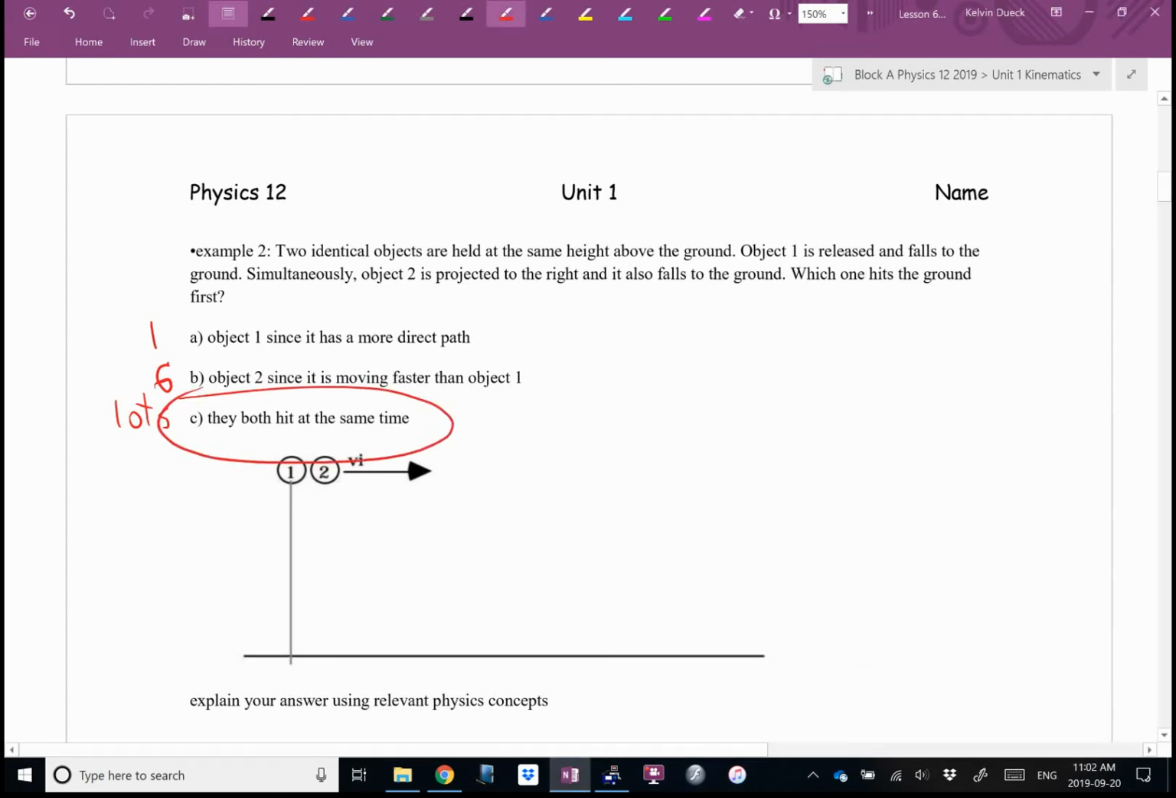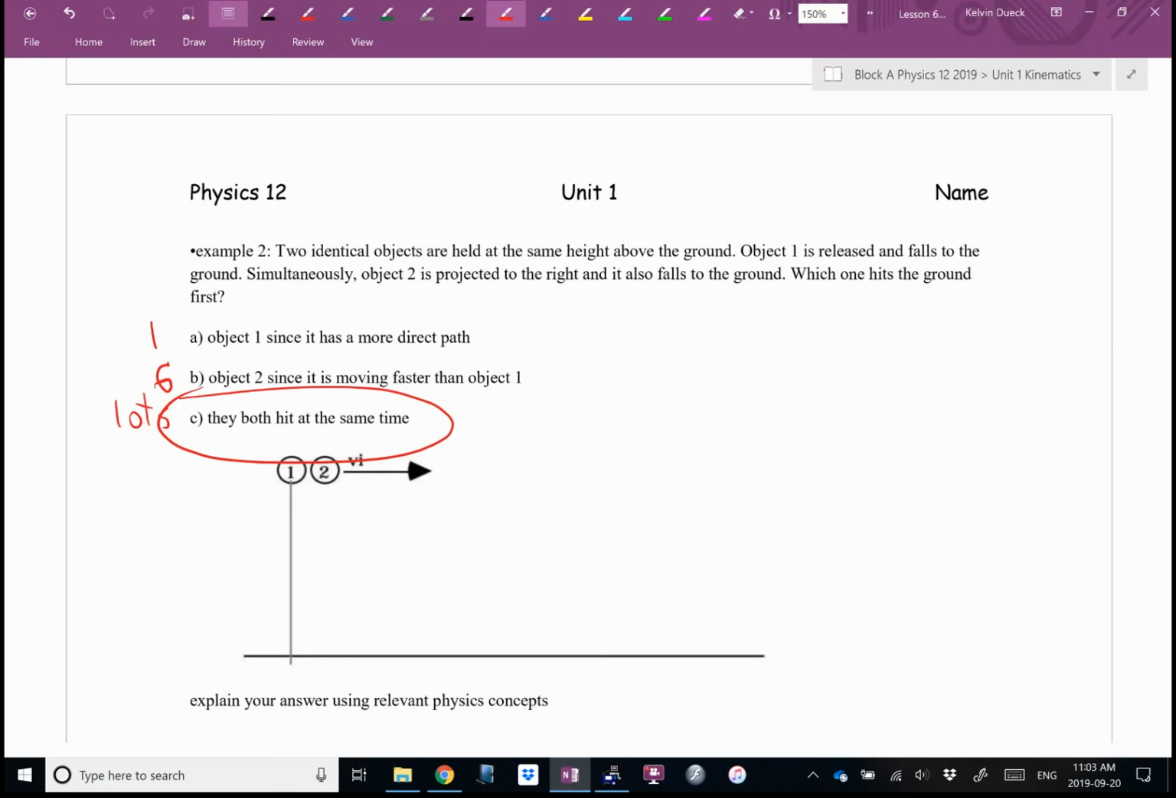Now, why is that? The key idea for projectiles is that the horizontal, whatever's going on, and the vertical, whatever's going on, are completely independent of each other. Both of these are doing the same thing vertically. They're both following the same vertical distance. Their initial vertical velocity for both of them is 0. I know one of them has a horizontal velocity, but its initial vertical velocity is 0.